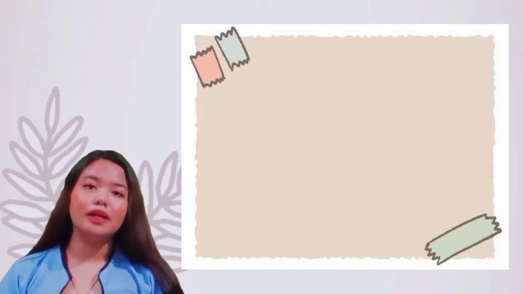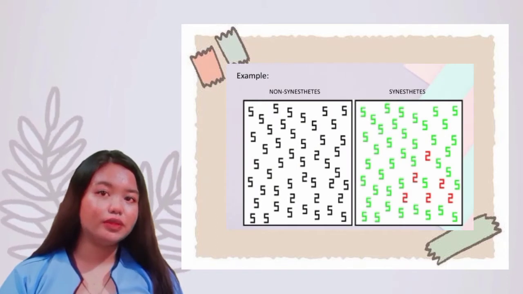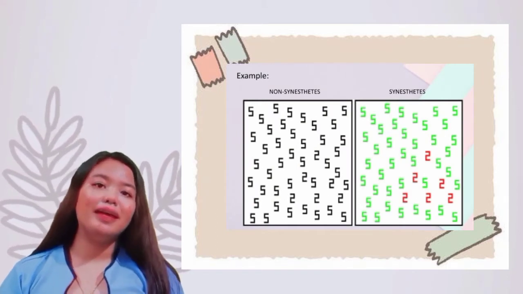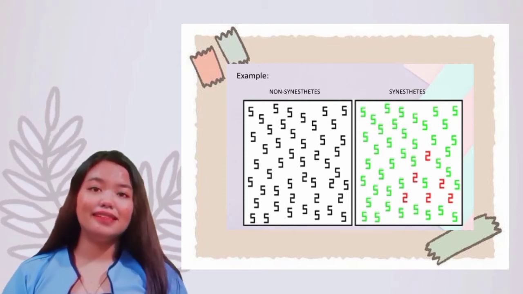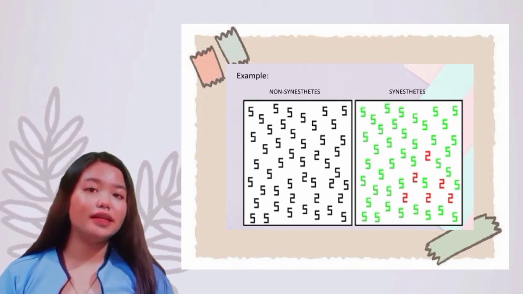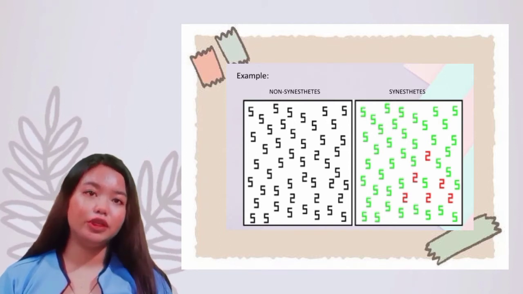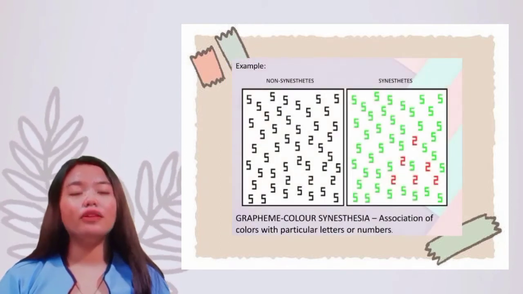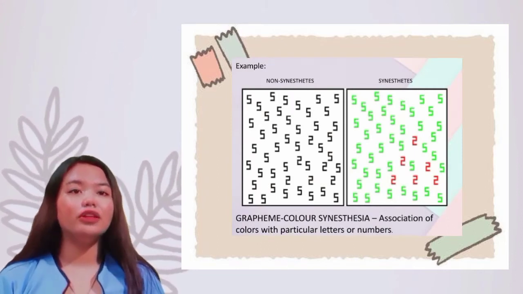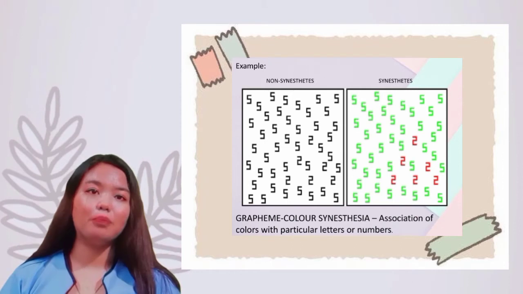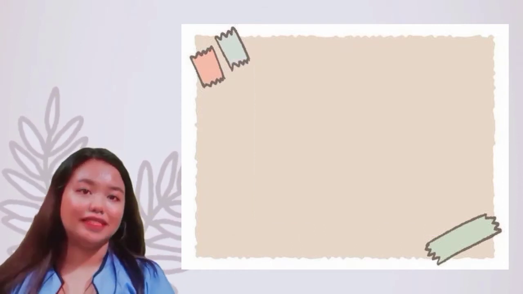As an example, you may see on your screen that there are tons of 5s and fewer 2s. For non-synesthetes, we may not be able to immediately find the 2s in there. But for synesthetes, they see the numbers in colors so they can immediately identify the triangular shape formed by the number 2s. And this is what we call grapheme-color synesthesia, where it is the association of colors with a particular letter or number. There are also famous personalities who have synesthesia.